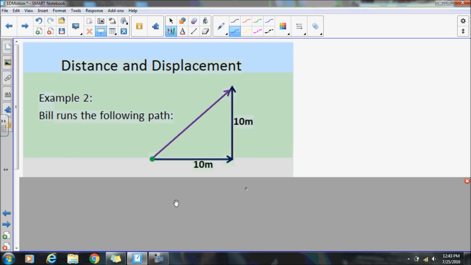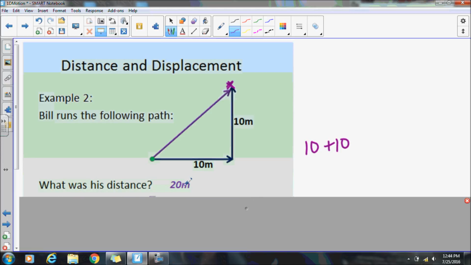All right, now let's change it up. So Bill is running the following path. So here's our starting point, and then here's our ending point here. So it looks like he takes two different roads to run this path. So for distance, distance is how far did you go? How far did your feet travel? The total length traveled. Well, he started here. He went 10 meters this way, and then 10 meters this way. So for distance, it would be 10 plus 10. So distance is 20 meters.